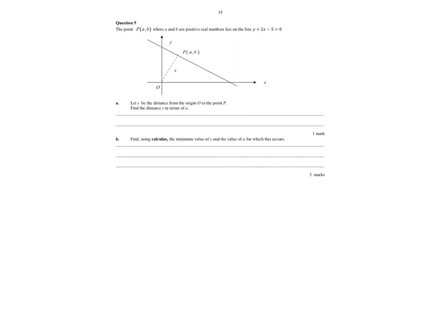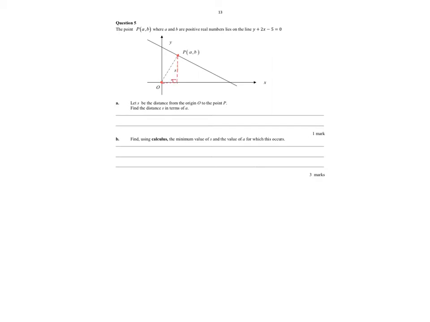What have we got here? Points A and B, positive real numbers, y equals 5 minus 2x. That looks reasonable. Let S be the distance from the origin O to the point P. Find the distance S in terms of a. So what is the distance between 2 points?